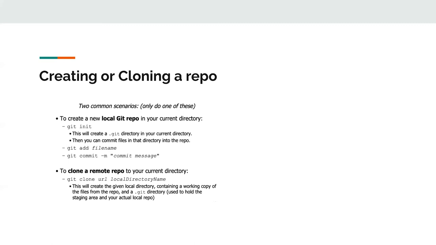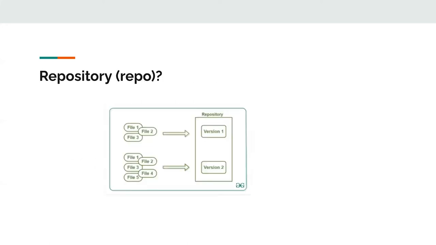So there are two common scenarios, as you can see. You can create a local Git repo by doing a git init, or you can clone the repo from a different repository server, which is GitLab, Bitbucket, GitHub, etc. That's a nice pictorial representation of what the repository would look like.